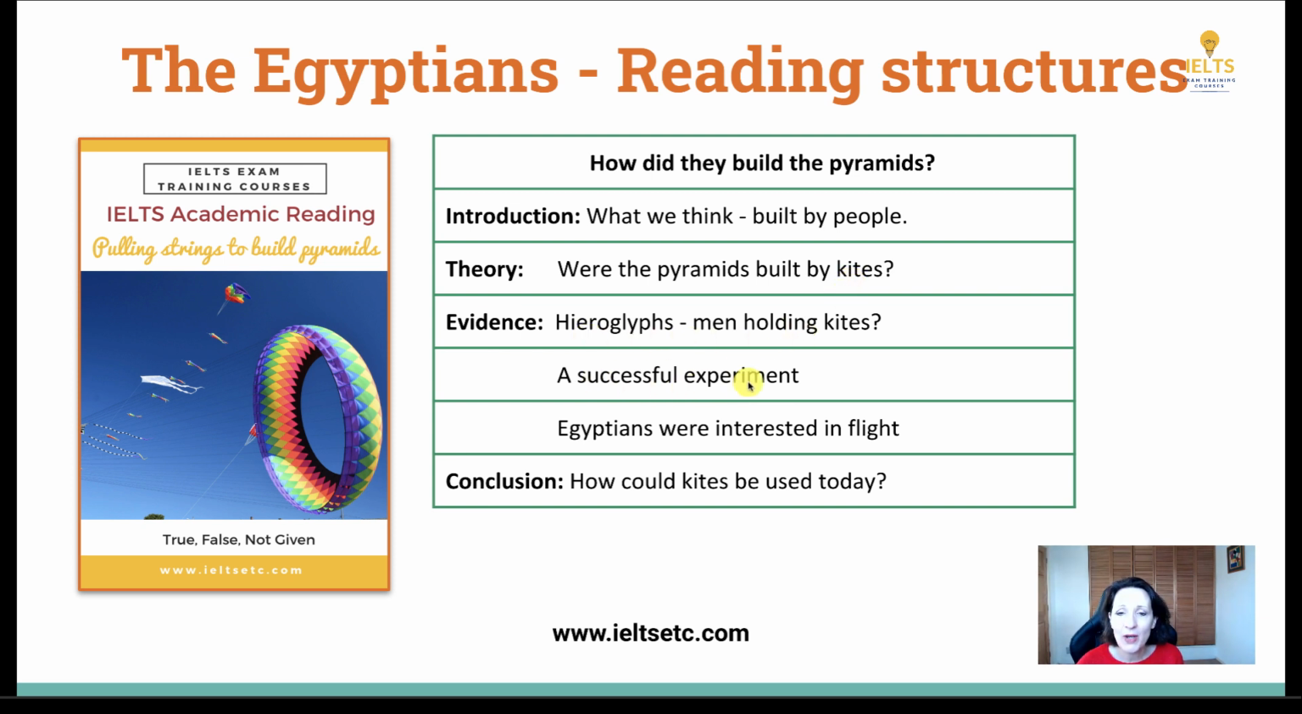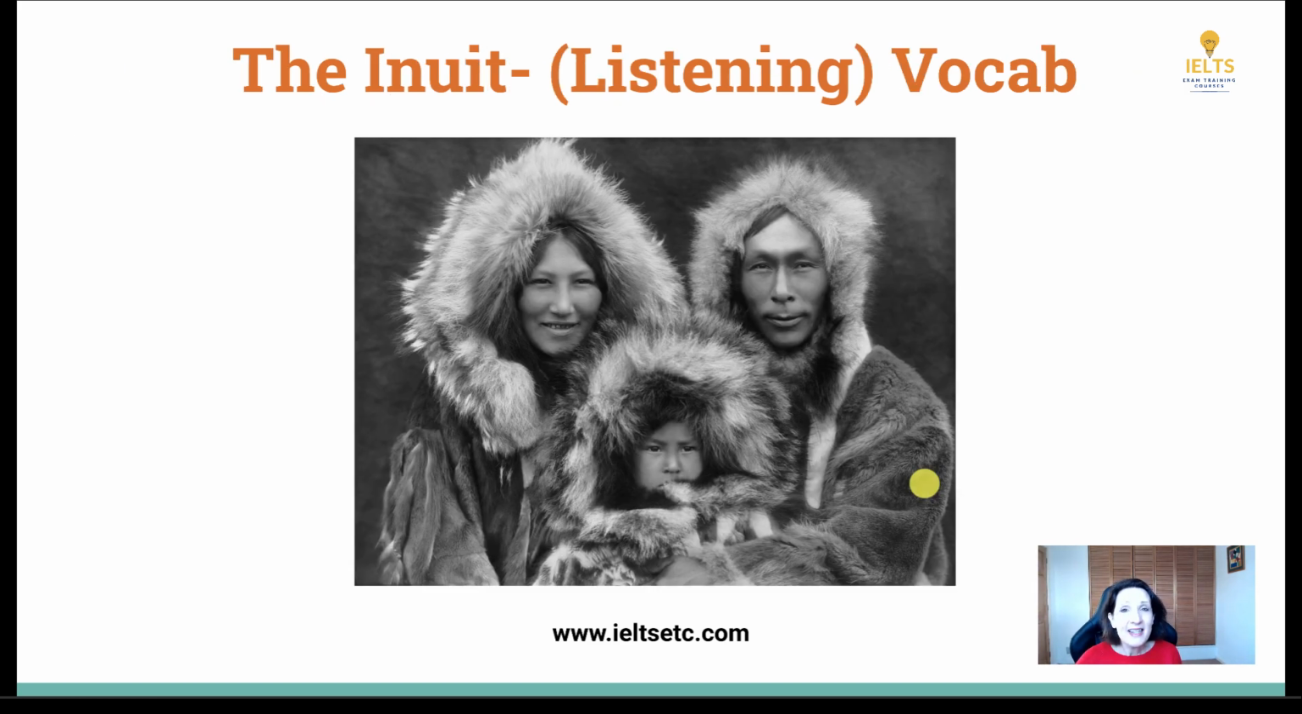They tried an experiment. So there are pictures on the hieroglyphs. They tried an experiment and they know that the Egyptians were interested in flight. What's the conclusion? What can we learn from this information? Well, from the experiment, they realized that kites could be used in other places, for example, to build bridges in developing countries.